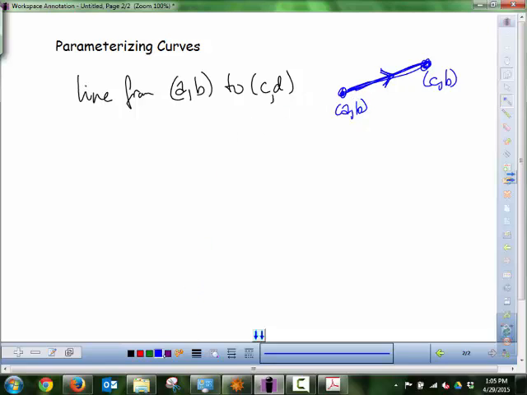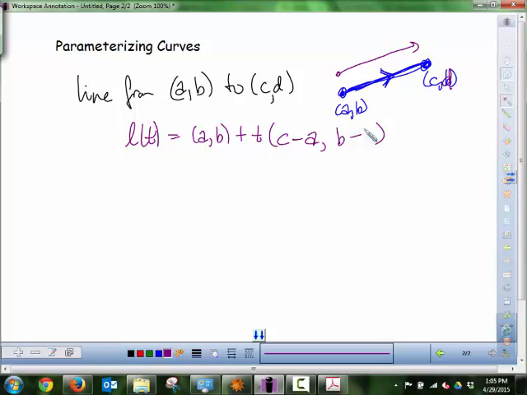Now, if you remember the parameterization for a line, I think we called it L of t, and then we started with a point (a, b), that's your starting point, plus t times a direction vector, which we have to find. And the direction vector here, if you take a look, goes from (a, b) to (c, d). So it looks like the vector is going to be (c minus a, d minus b).